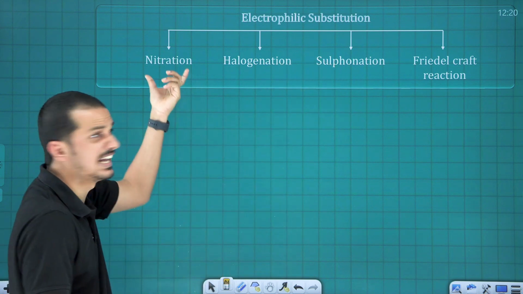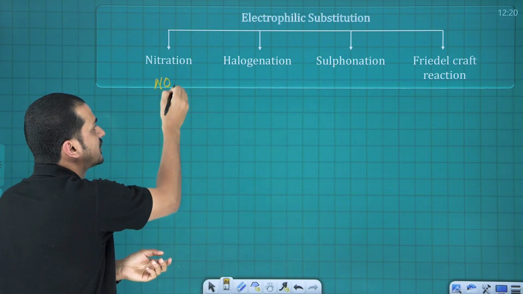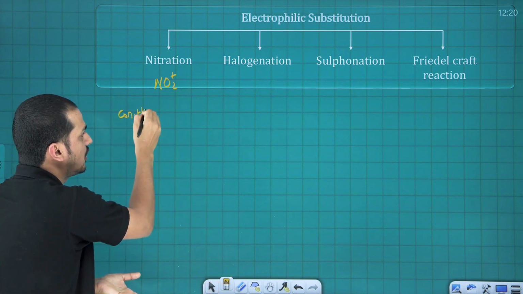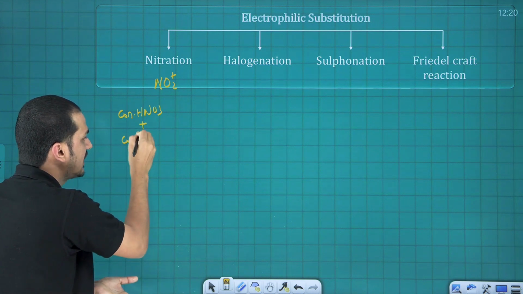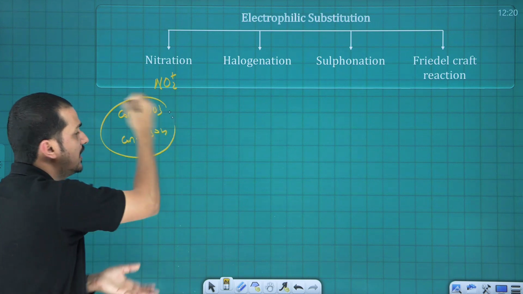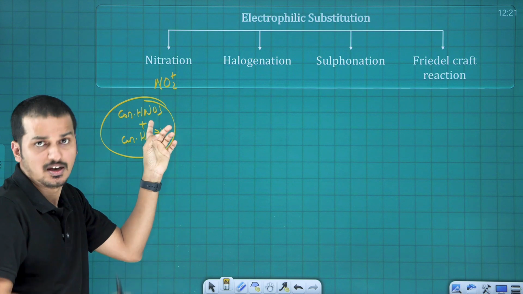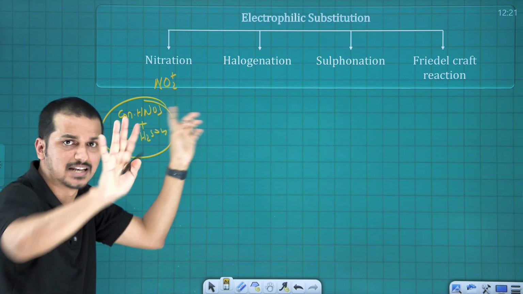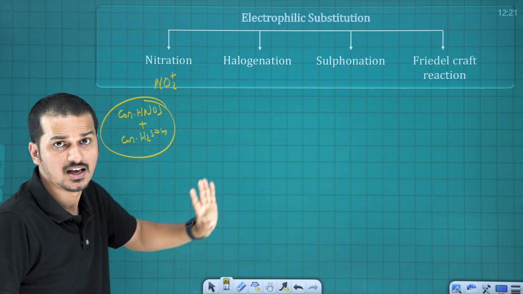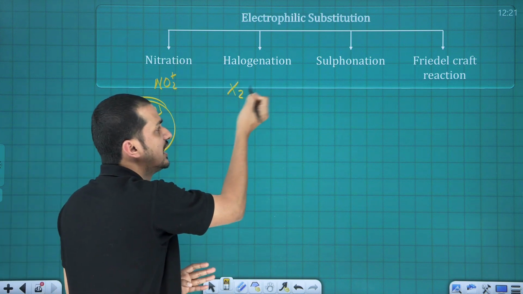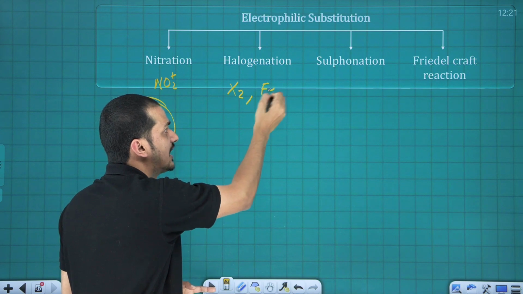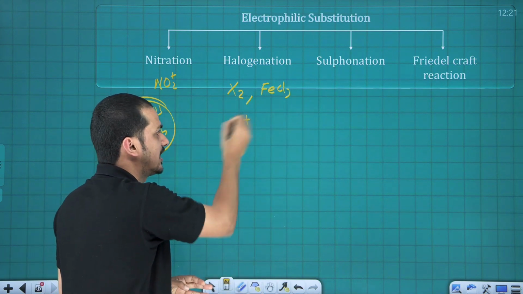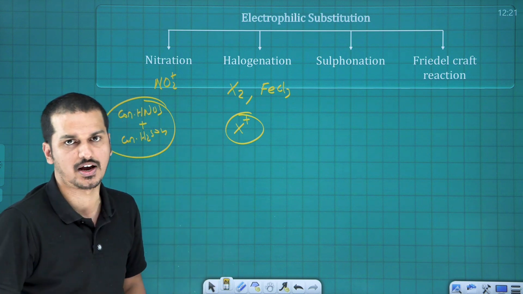For nitration, NO2 plus is the electrophile that you can substitute. For that you have to take the reagent concentrated HNO3 plus concentrated H2SO4. That time HNO3 will act as a base, OH minus will go, and the remaining will be NO2 plus. That will go and substitute on benzene instead of hydrogen. That is nitration. Halogenation means you can take any halogen in presence of FeCl3 or AlCl3. X plus will be generated, that's an electrophile. That is halogenation.